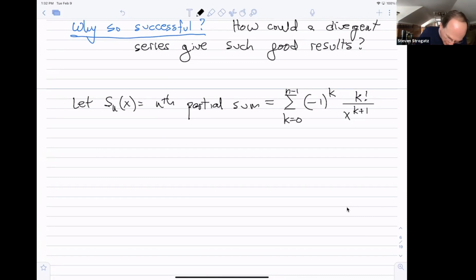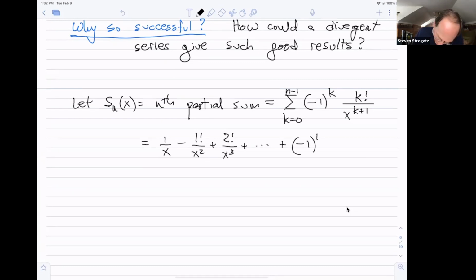If you rather just write it out, that would look like 1 over x minus 1 factorial over x squared plus 2 factorial over x cubed plus dot, dot, dot, up to the last term that we have, which is minus 1 to the n minus 1, factorial, over x to the n. Okay, so that's our nth partial sum.